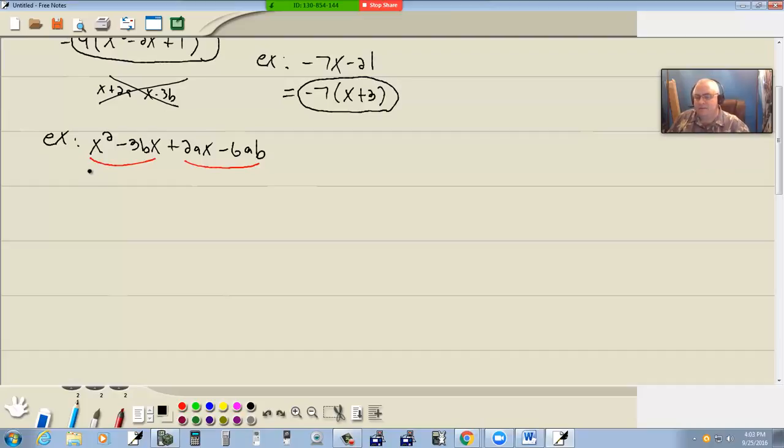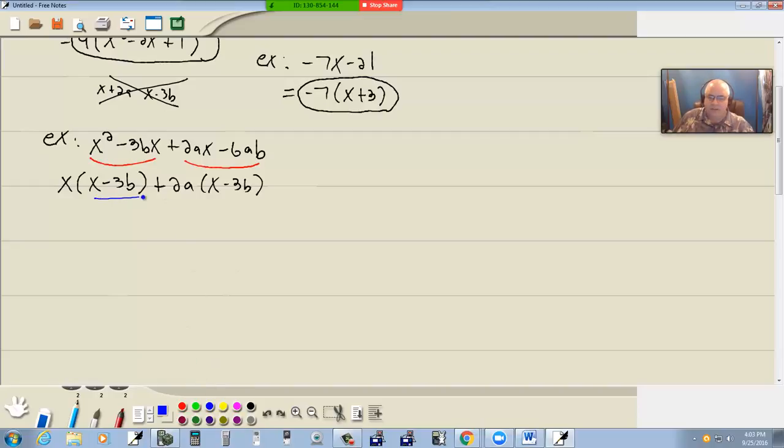Now the GCF for the first group looks like they both have an x. So I'll factor that out. And that gives us x minus 3b. Now looking at our second group. We want to factor out GCF. It looks like they have a 2. And looks like they have an a in common. And that gives us x minus 3b.